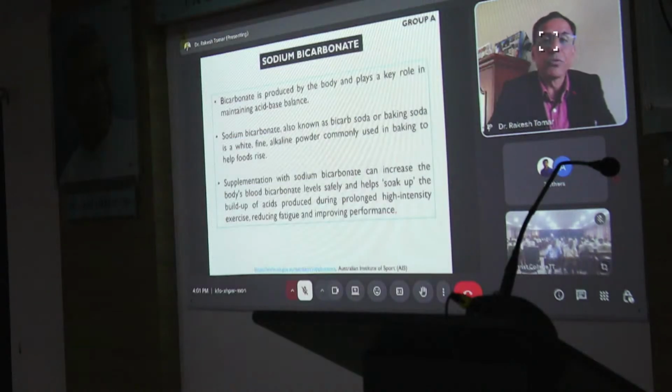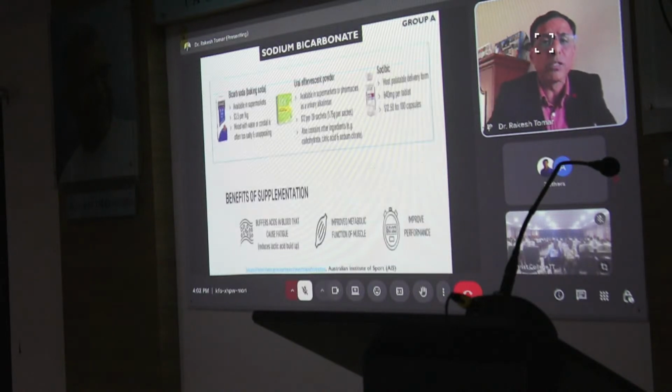Okay, so now let's move to the next, which is sodium bicarbonate, which is very popular in all our houses. It is known as baking soda. It is a white fine alkaline powder. Supplementation with sodium bicarbonate can increase the body's blood bicarbonate levels safely and helps soak up the buildup of acids like the lactic acid produced during prolonged high intensity exercise. It's a very simple science. It's not something very difficult to understand why sodium bicarbonate works, reducing fatigue and improving performance. So this is what you can see in supermarkets.